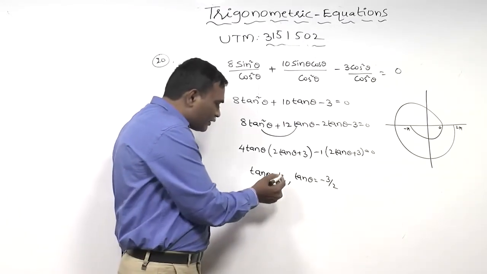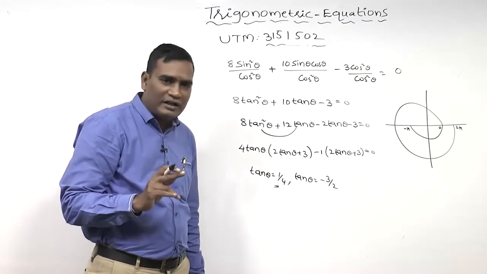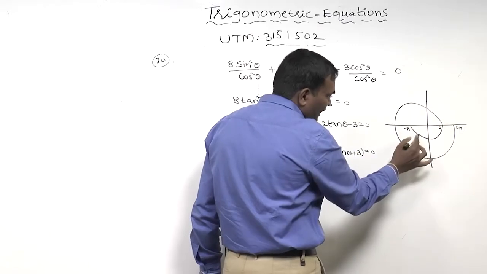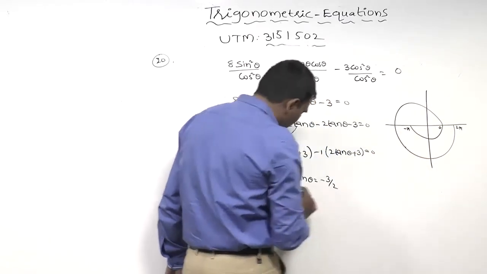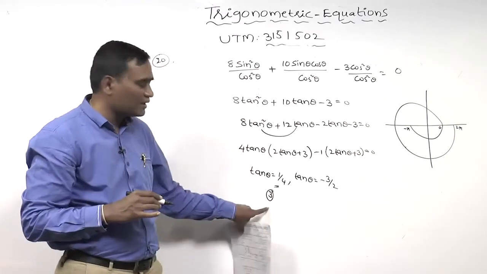Tan theta is equal to 1 by 4. It is positive. Tan theta is positive in which quadrants? First quadrant and third quadrant. Here first quadrant one solution, third quadrant two solutions. Means tan theta is equal to 4 possibility is there. Number of solutions are 3.